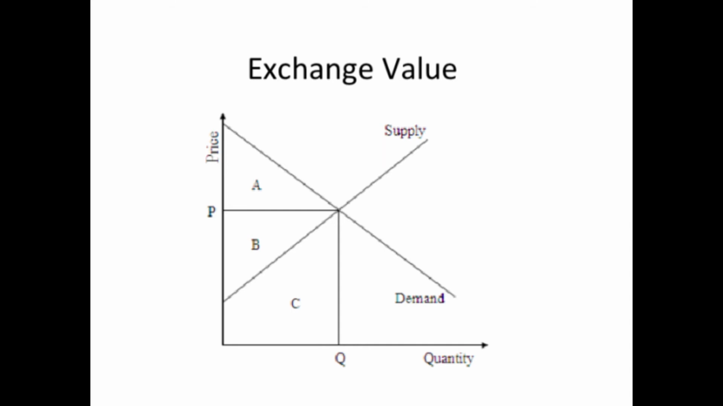Below the price P but above the supply curve is a triangle B, which is effectively something like the profit, or what's sometimes called the markup, above the cost of production for the supplier of that good or service, that's included within the price and the exchange value for that service. And the area C below the supply curve essentially represents the cost of production for that good and service.